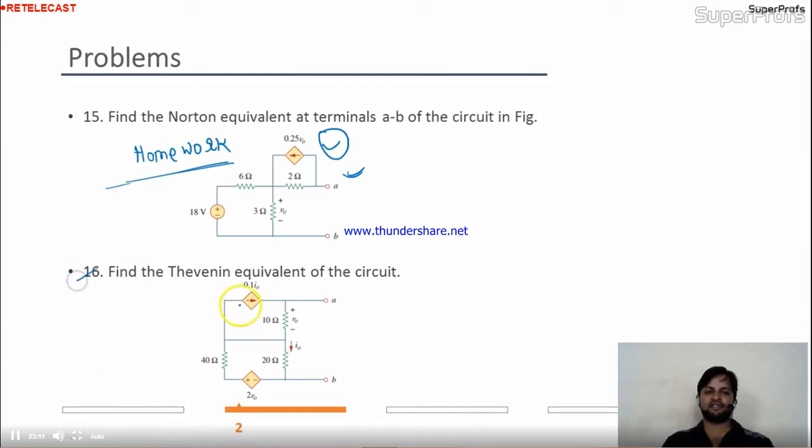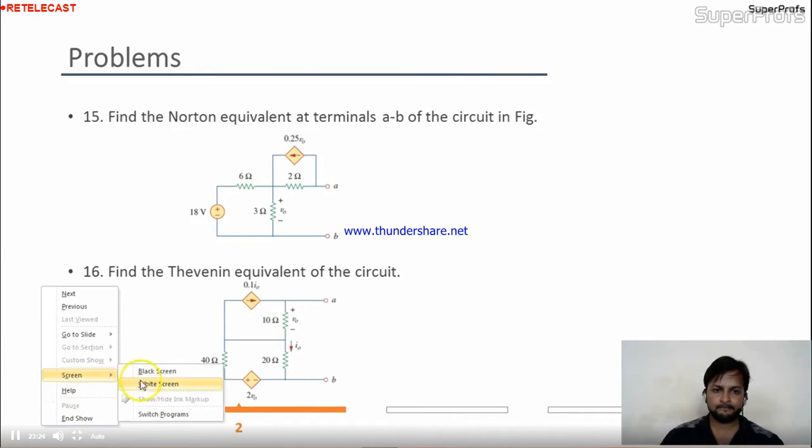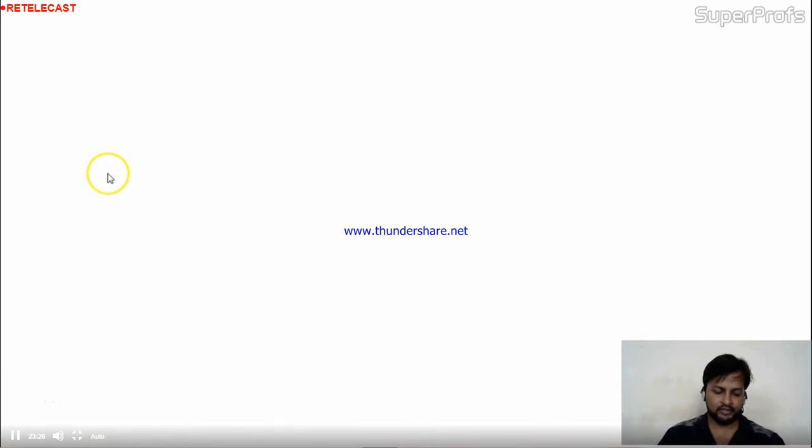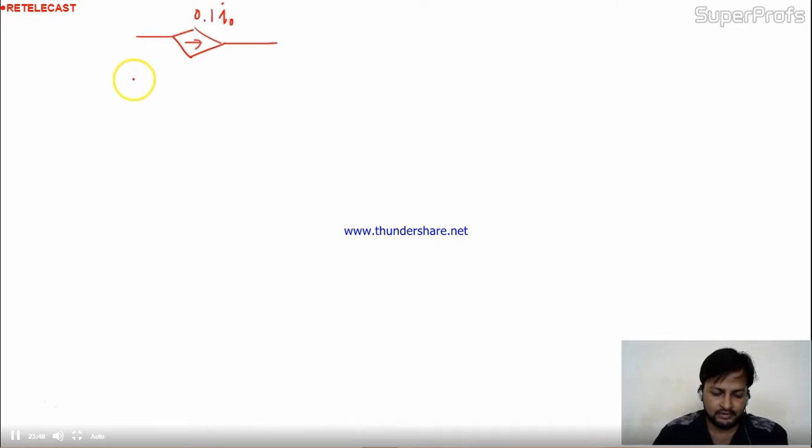Come to question 16: find the Thevenin equivalent of the circuit. Come to this circuit. They are asking for the Thevenin equivalent of the circuit. I'll do this for you. I'll take it on the next page. I'm drawing this question for you again. Here they have given a dependent current source, and the value of this dependent current source is 0.1 of I naught.